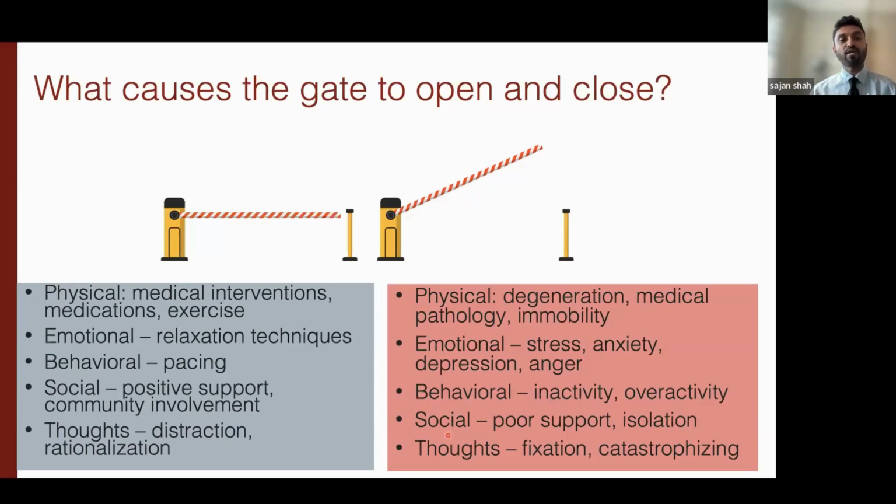Behaviorally, this could be pacing. Taking your time to increase how much activity you can do, not overdoing it so that you're not straining your body. You're giving it time to rest and relax before you push yourself a little bit further the next time. Physical therapists and occupational therapists often talk about this technique because it's very important to help with pain. Socially, this could be positive support or community involvement. And then finally, through thoughts, distraction, like I mentioned earlier, or rationalization, thinking through it. These all can cause the gate to close.